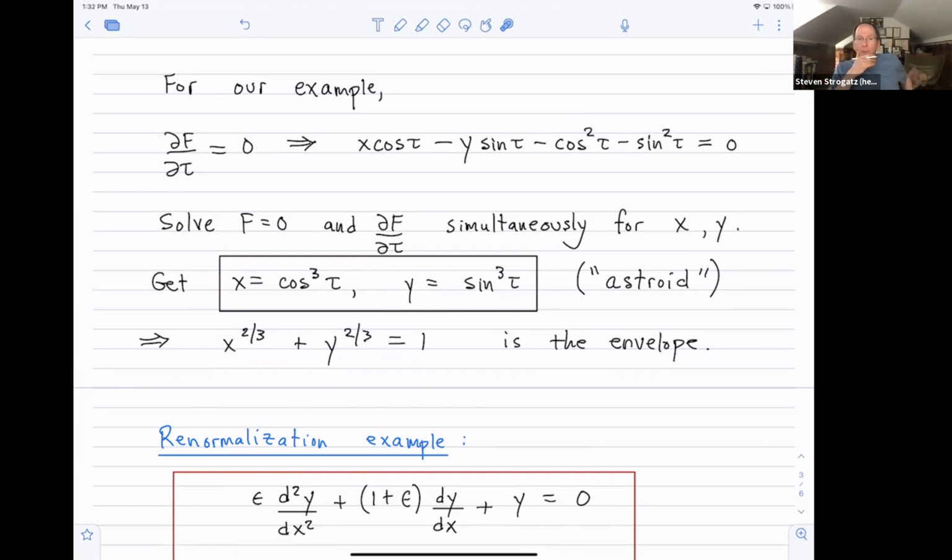Okay, so that's all I really want to say about envelopes. And with that, I want to now try to connect this to this idea of renormalization and say, what do we mean by renormalization? Maybe before I go into that, I should ask if you would like to ask anything about envelopes at this point.